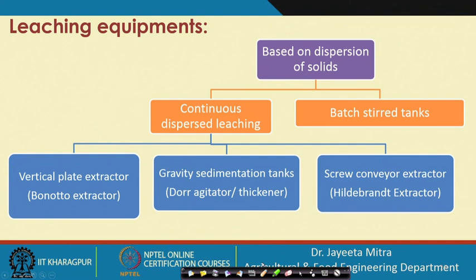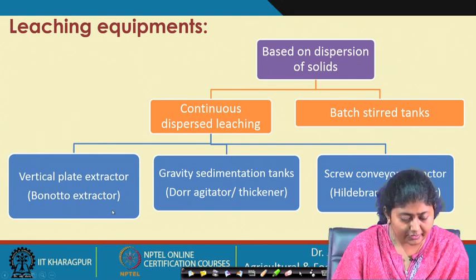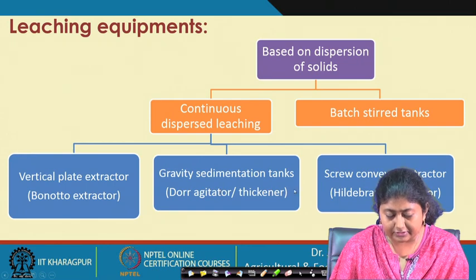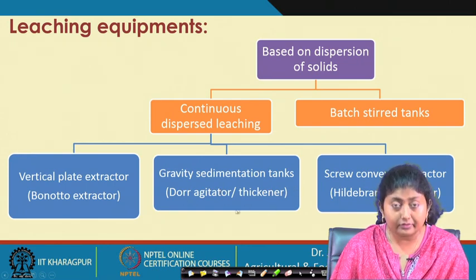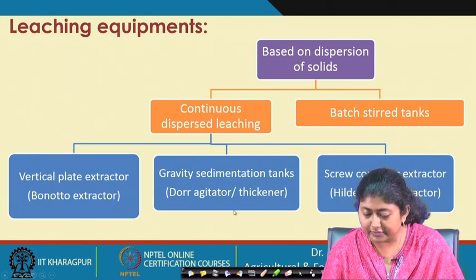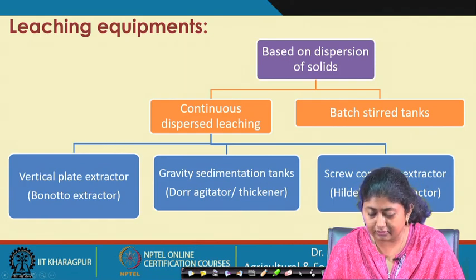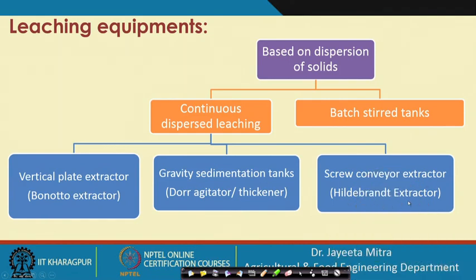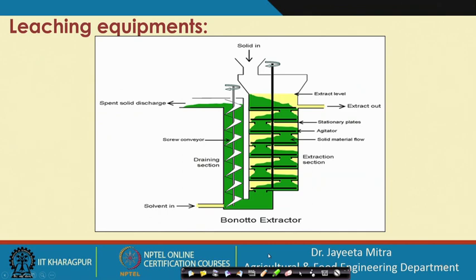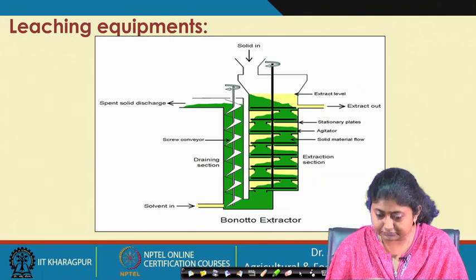Now, another classification we can develop is based on the dispersion of solid, that is, continuous dispersed leaching and batch stirred tanks. Continuous dispersed leaching again can be classified as the vertical plate extractor, called the Bonotto extractor, the gravity sedimentation tank, called the Dörr thickener or agitator, and the last one is the screw conveyor extractor, called the Hildebrand extractor. So, this is called the Bonotto extractor.